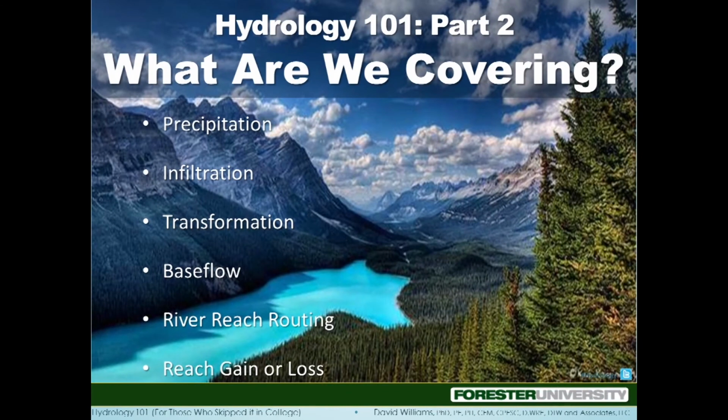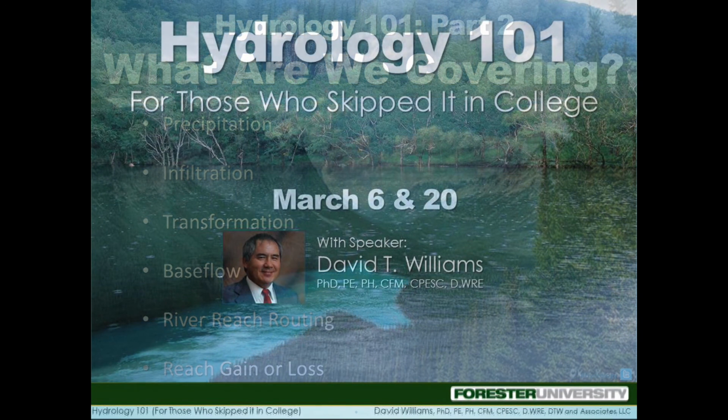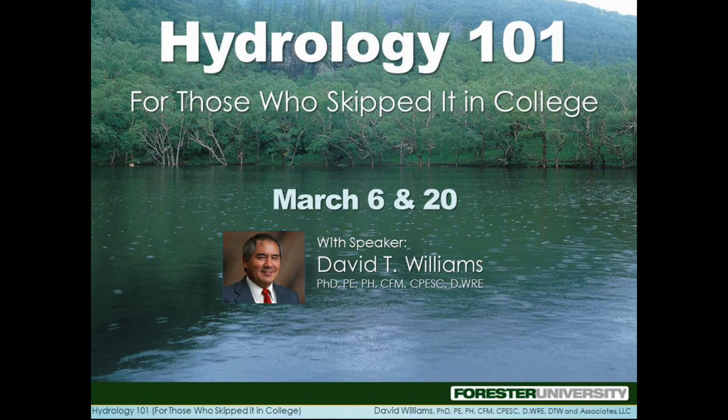Part two is a quick review. Go a little bit over precipitation in more detail as well as infiltration. Then talk a little bit about transformation, that is changing the excess rainfall over into a hydrograph, and we'll get a little bit on what a hydrograph is. Talk a little bit about base flow, then how we take all that transformation and move it down the river, and that's called river routing, and then how that routing of that hydrograph gains or loses water as it goes through the watershed.